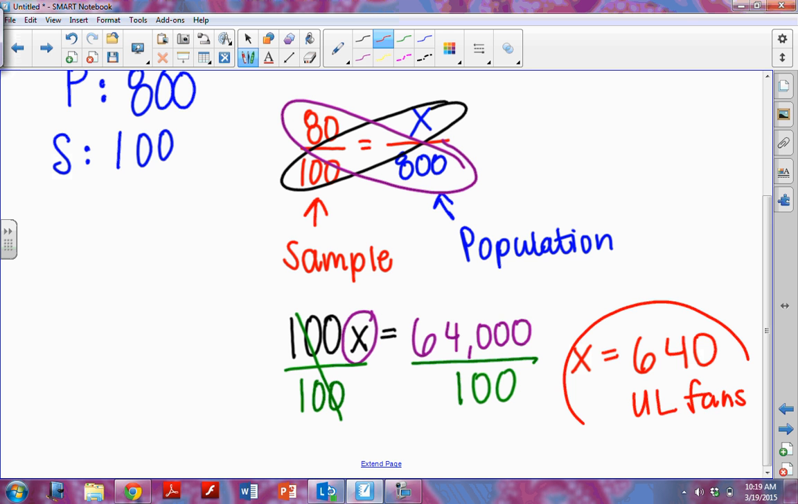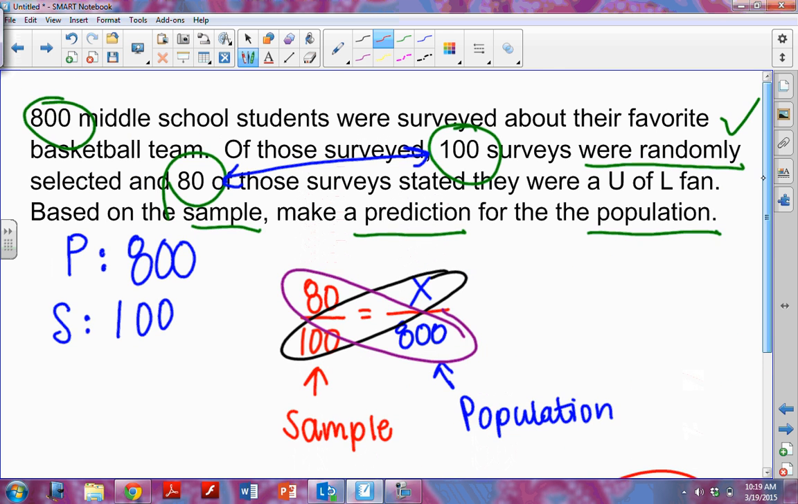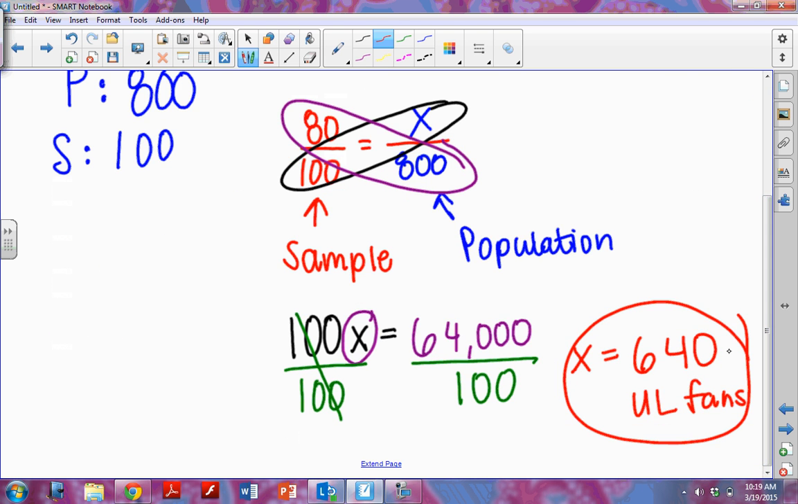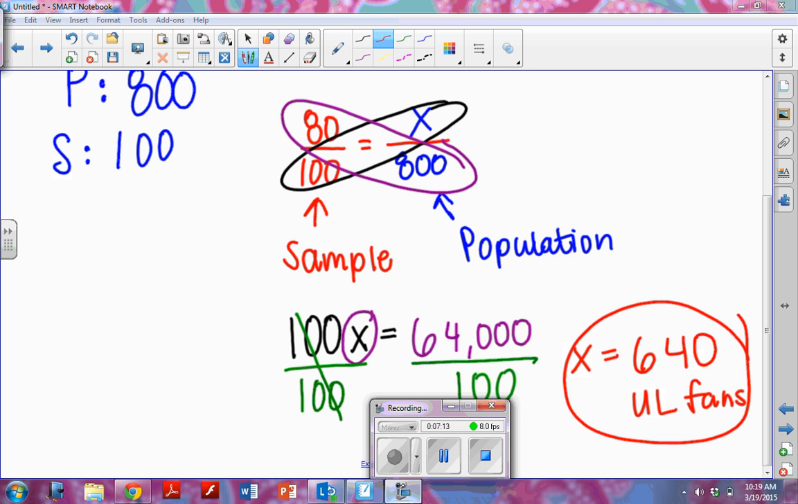So what does that number mean? Well, let's go back and look. So out of our sample, we know that 80 of the 100 people would vote for U of L. So if we were looking at the whole population and didn't take a sample, we would make a good estimate to say that 640 of those people would be U of L fans. And that's all it is to it. So as long as you know how to set up a proportion and read, you should be good.